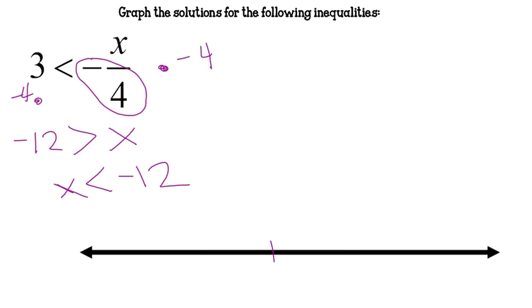So then when I go to graph it, I know that my answer is going to be any number that is less than negative 12. And so I am going to do an open circle on negative 12, shaded to the left.